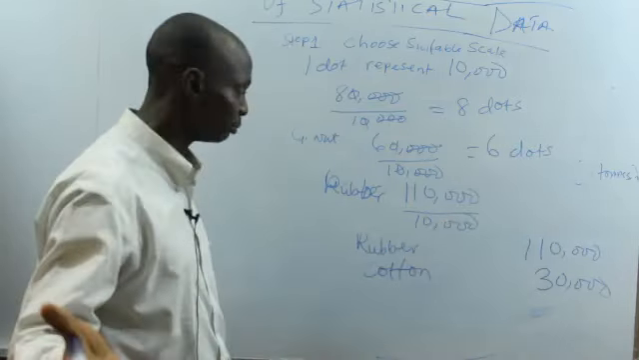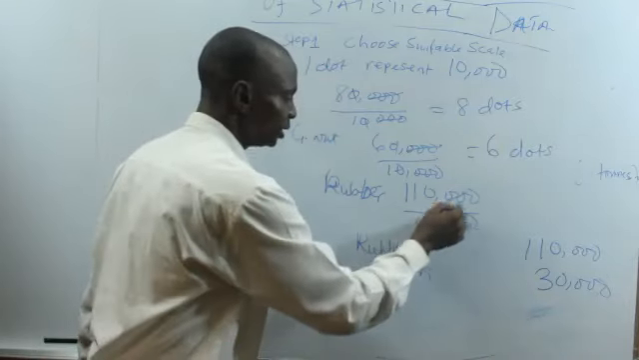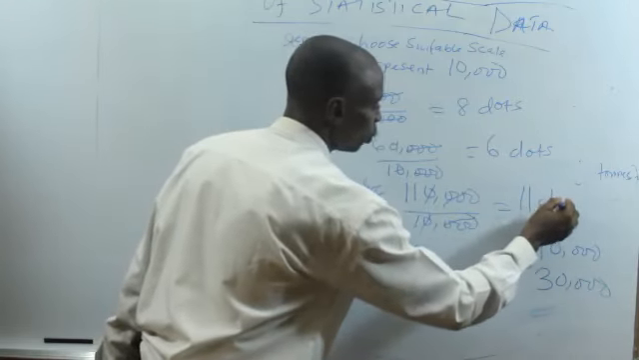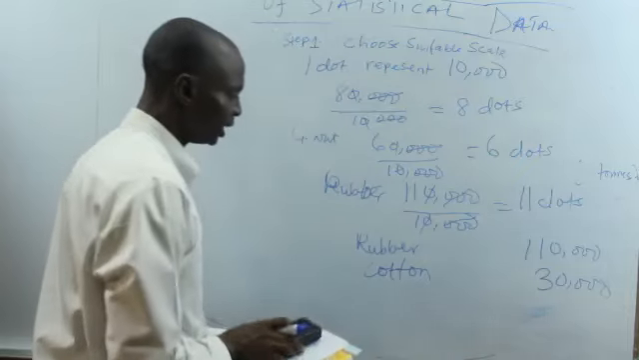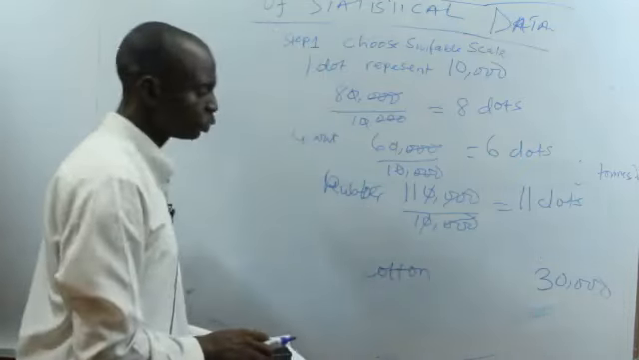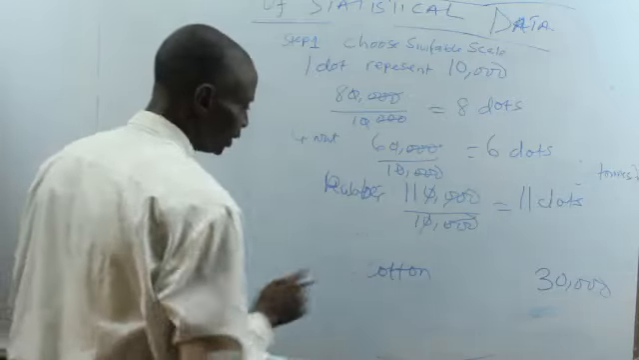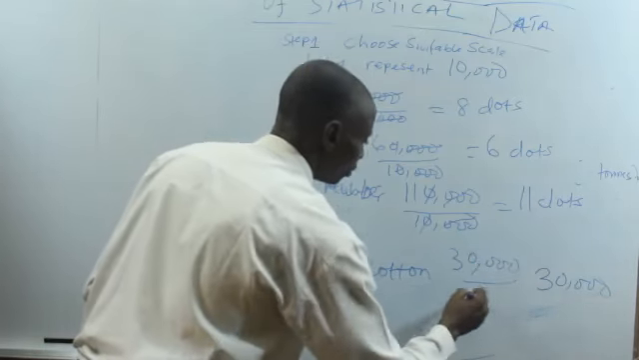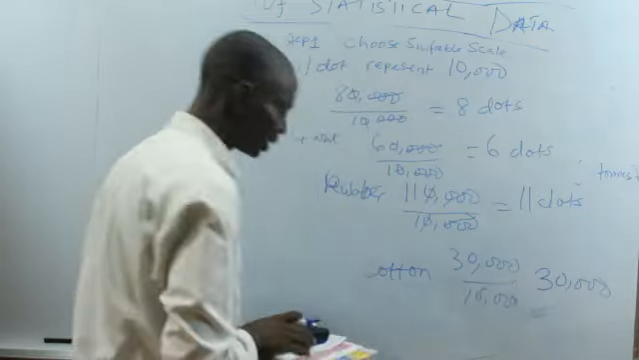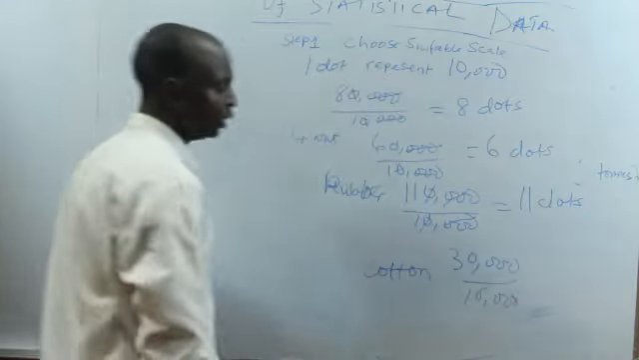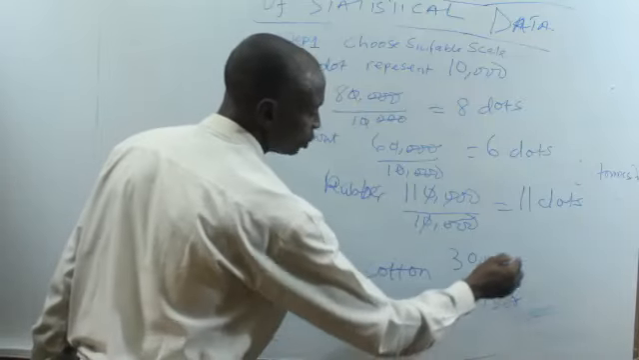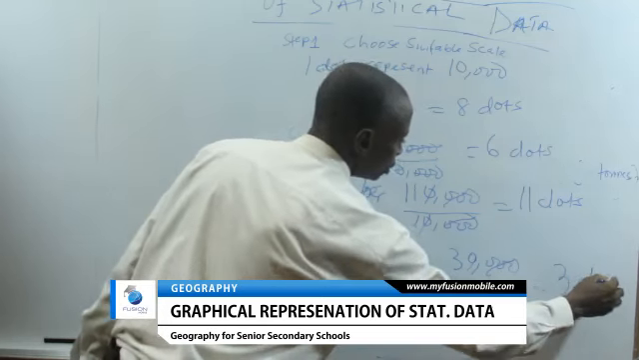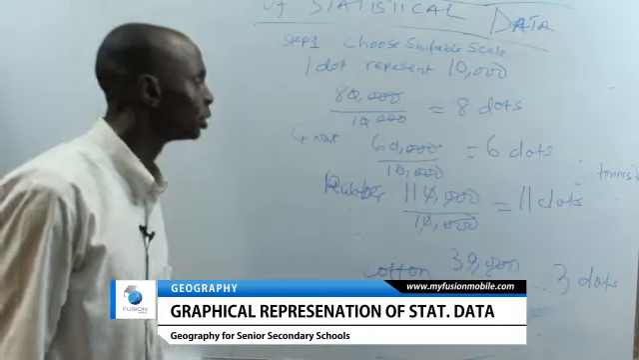I hope you are following what I'm doing. So this cancels this, this cancels this. 11 over 1, that is what? 11 dots. Then finally you come to cotton. Cotton is 30,000. It will now be 30,000 over 10,000. This cancels this, cancels this, cancels this. It will give you 3 dots.